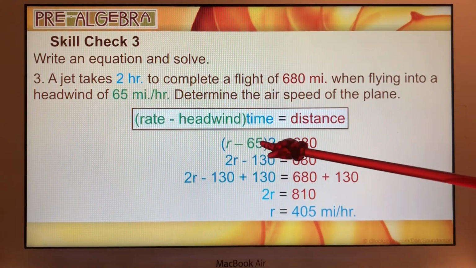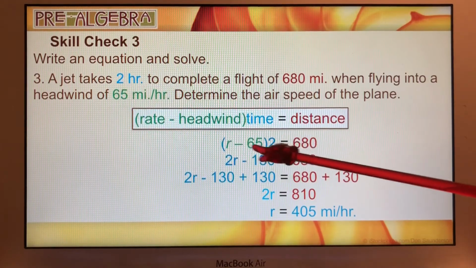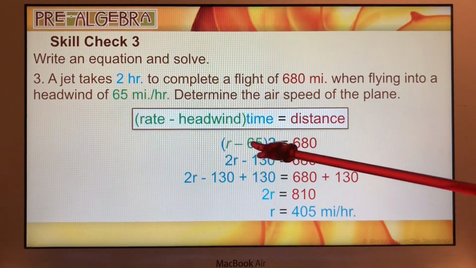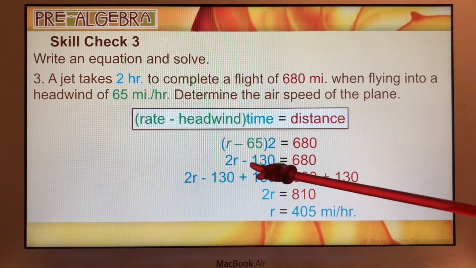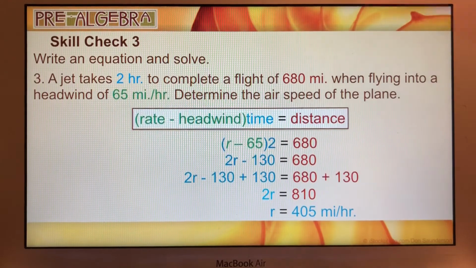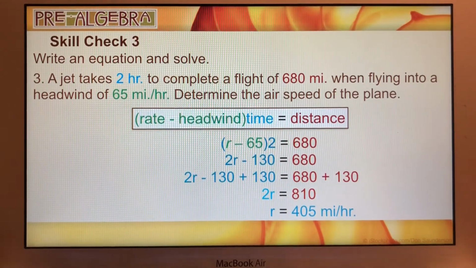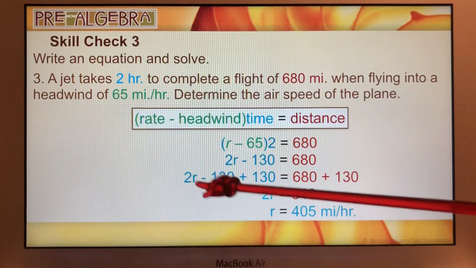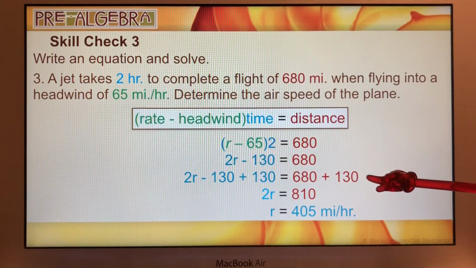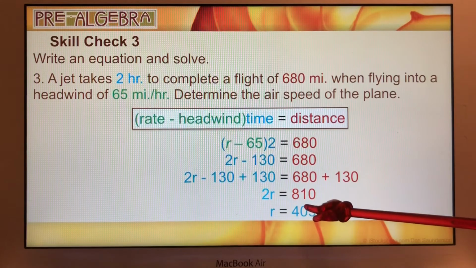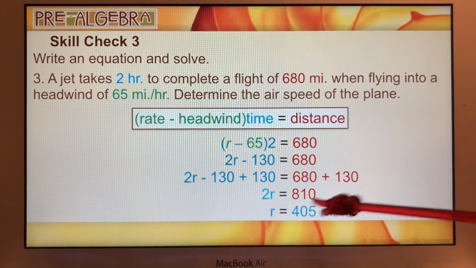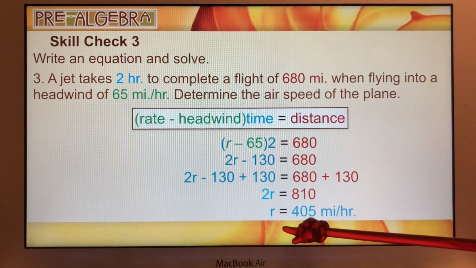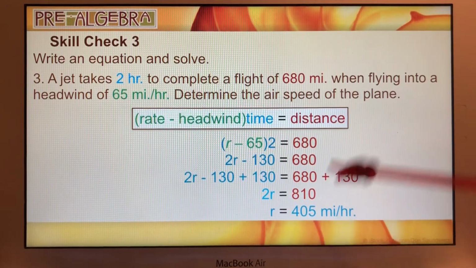So when you continue to do the math here, distribute your 2. You have 2R minus 65 times 2, which is 130, equals our distance of 680 miles. Then we can continue to simplify our equation and we get 2R equals 810. Divide by 2, and the rate, or the speed for the airplane, is 405 miles per hour.